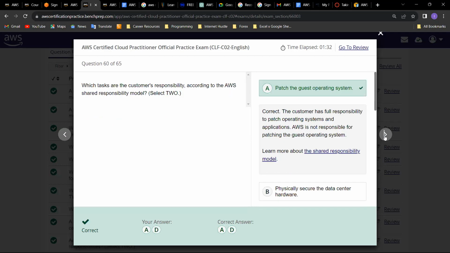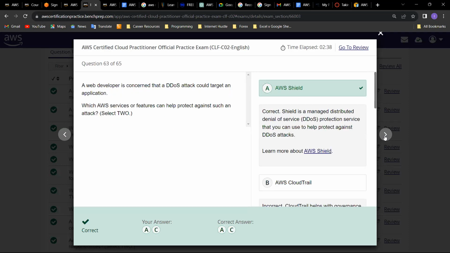And then 63. Then I want to see the difference between the Outpost and the Local Zones.